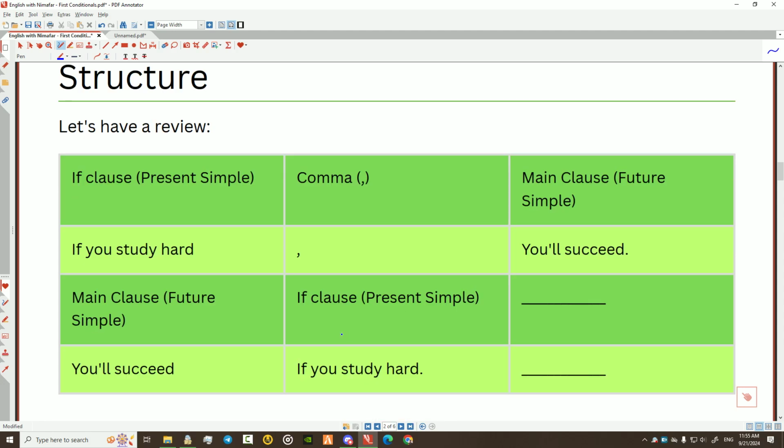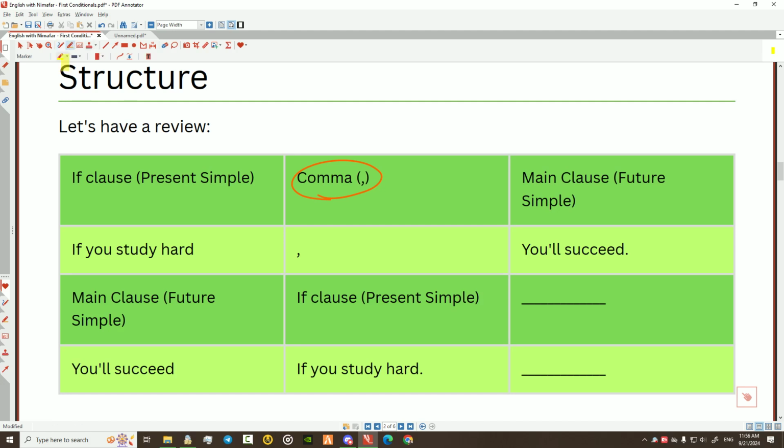Let's have a review. Okay. So the structure: if clause plus present simple, then we need a comma. This comma plays a key role. You have to follow that. You cannot ignore the comma. Then main clause: if you study hard, comma, you will succeed. Very good. But you can do that in reverse, in an opposite order. How? You can start with your main clause. You can start with will. You will succeed if you study hard.